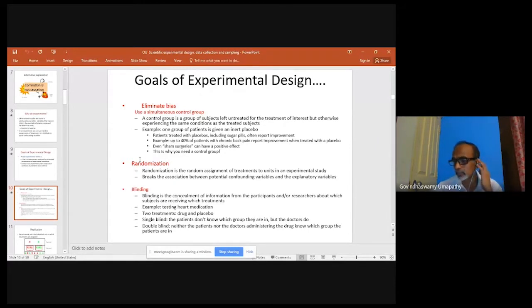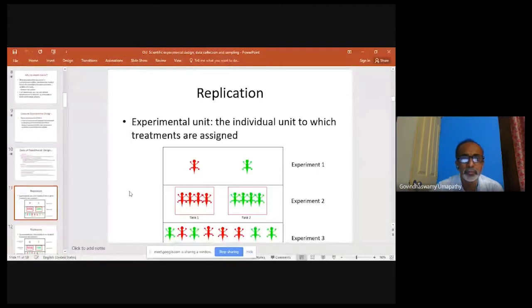Most of the drugs are now being tested globally. The patient may not know, and sometimes even the doctor may not know the treatment. So when a clinical trial comes, all of this is kept secret and nobody knows. That kind of rigorous testing is required when you plan an experiment design.